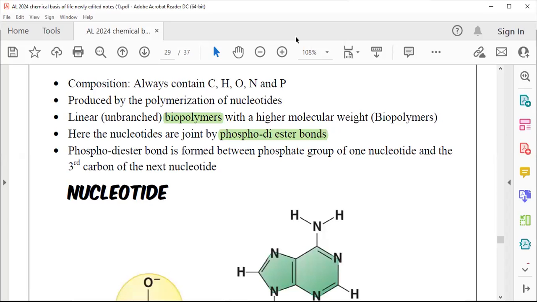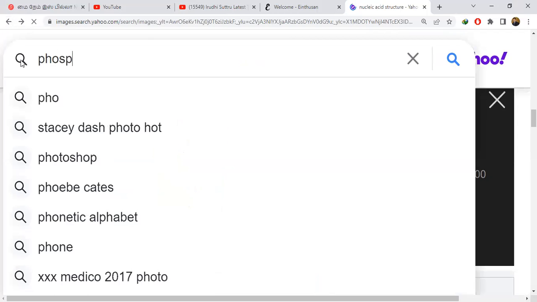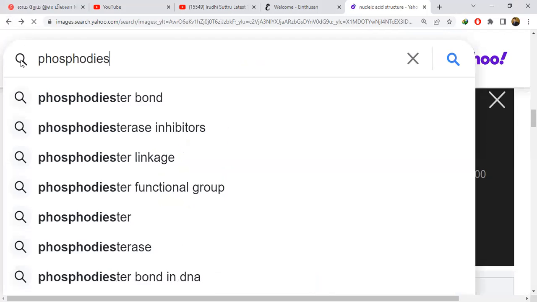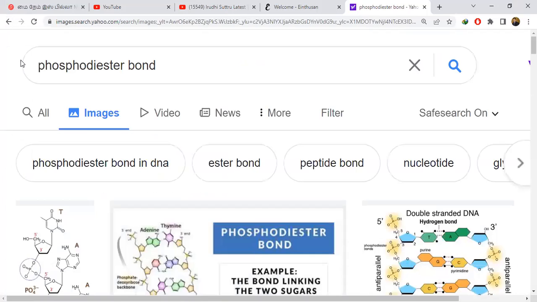At the moment, just introducing you piece by piece. Okay. One more thing. Let's go for this. Let's take this phosphodiester. What is it? Bond.